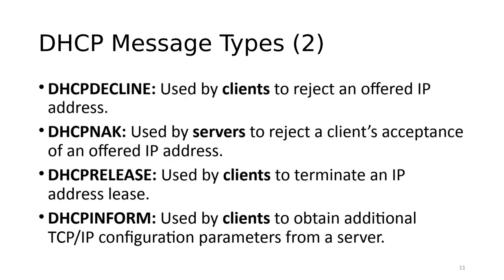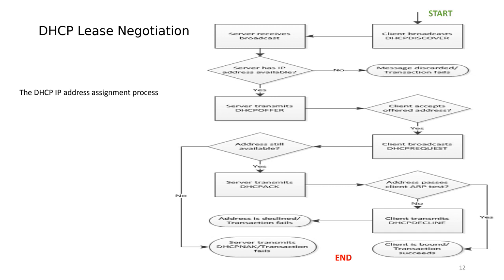We have also DHCP decline, used by clients to reject an offered IP address, and negative acknowledgement used by the server to reject a client acceptance. Also, you have DHCP release by the client to terminate an IP address lease. There is even a command to release the IP address. And then we have DHCP inform, used by clients to obtain additional TCP/IP configuration parameters from a server. You need to know these message types. So this is the chart of what I have just explained.